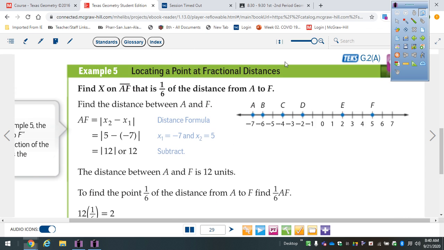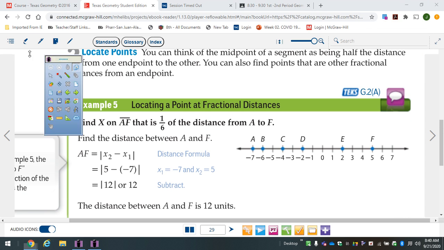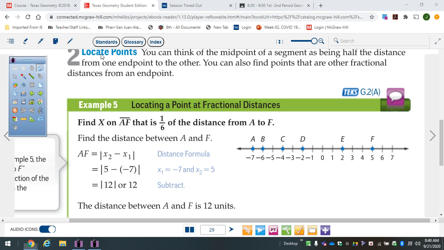Okay, so let's look at this next thing. We're moving on. We're almost done with this section, okay? So you can think of the midpoint of a segment as being half the distance from one endpoint to the other. You can also find points that are other fractional distances from the endpoint, if that makes sense. So you don't have to know about half. This one's going to be 1/6. You can also say 1/4, 2/3, or whatever you want.